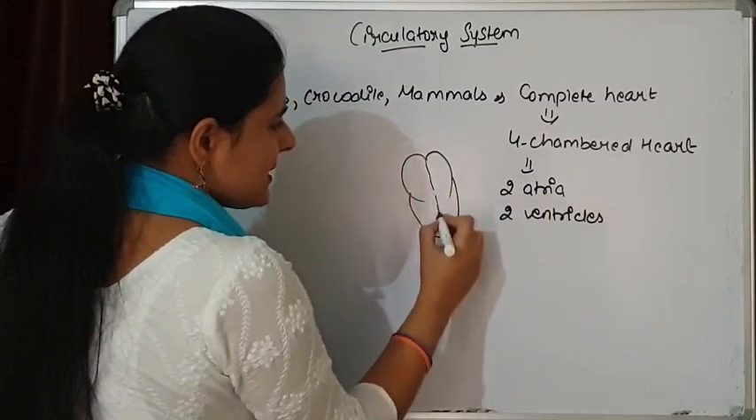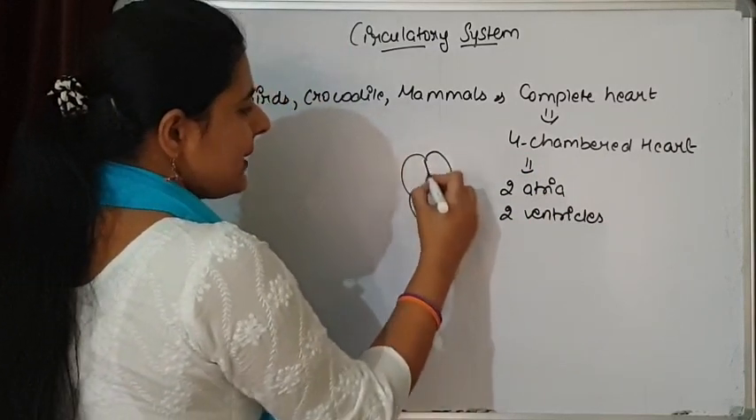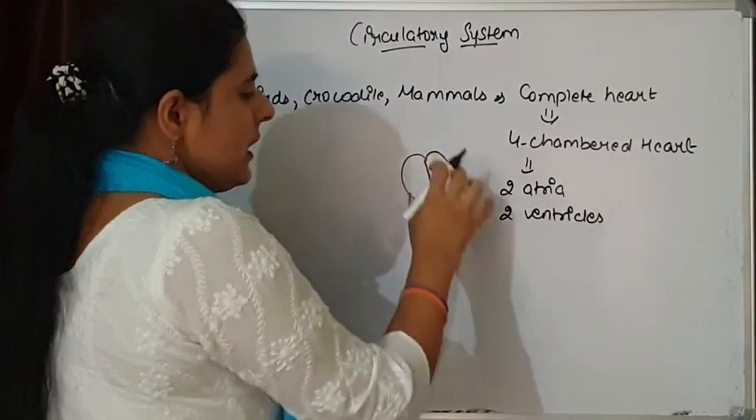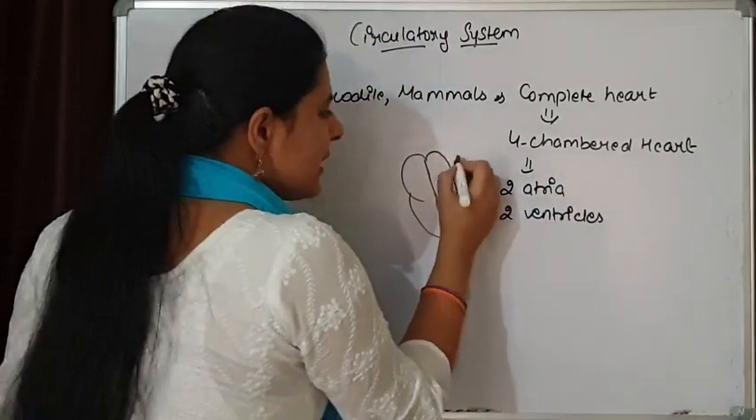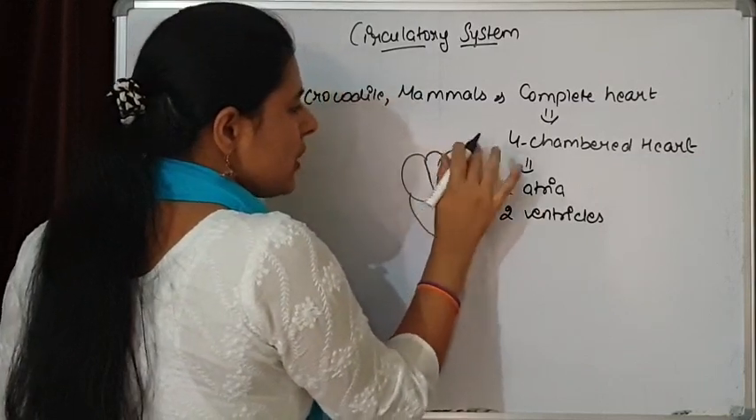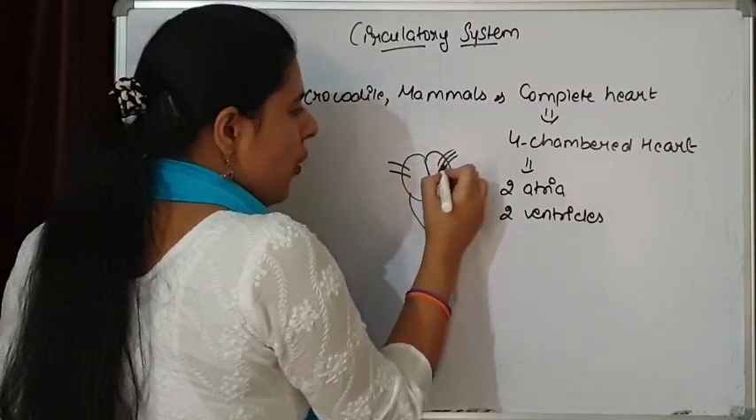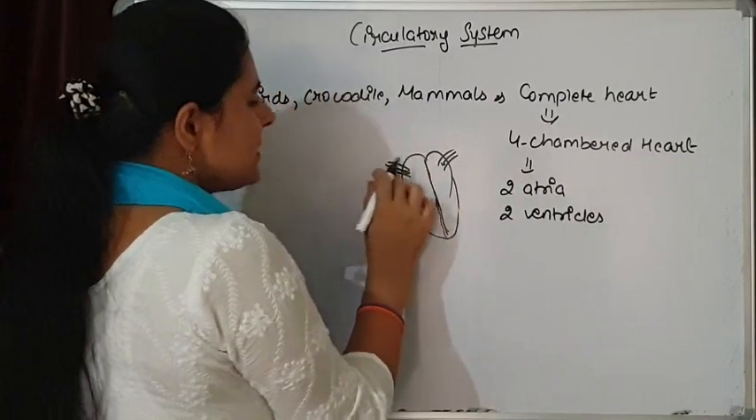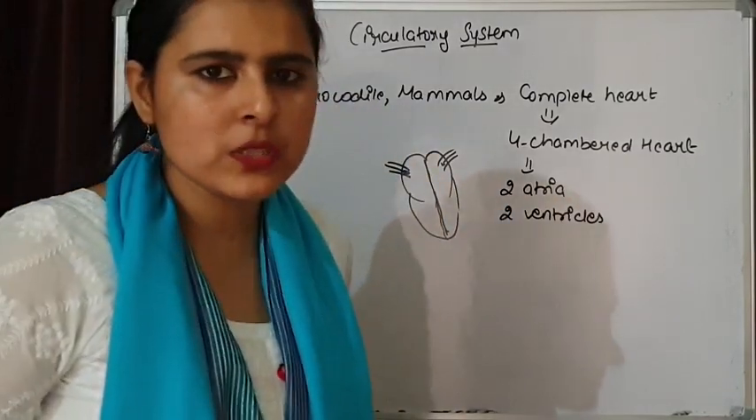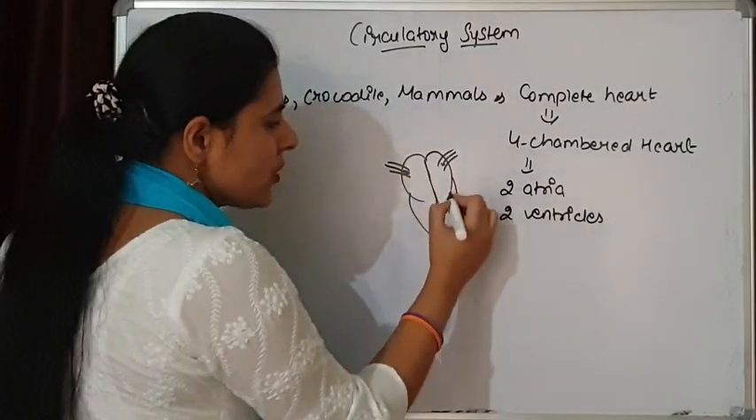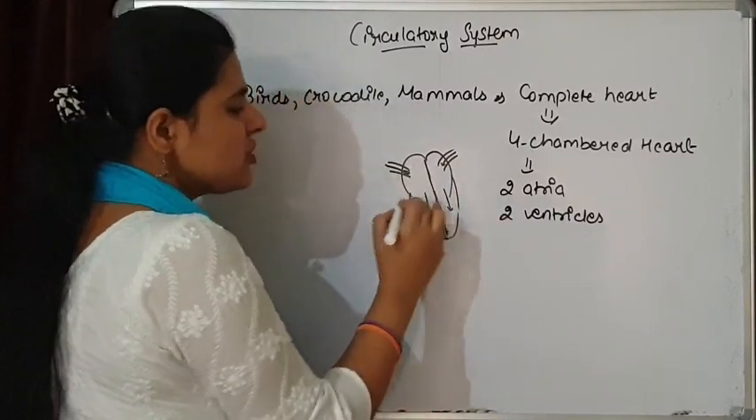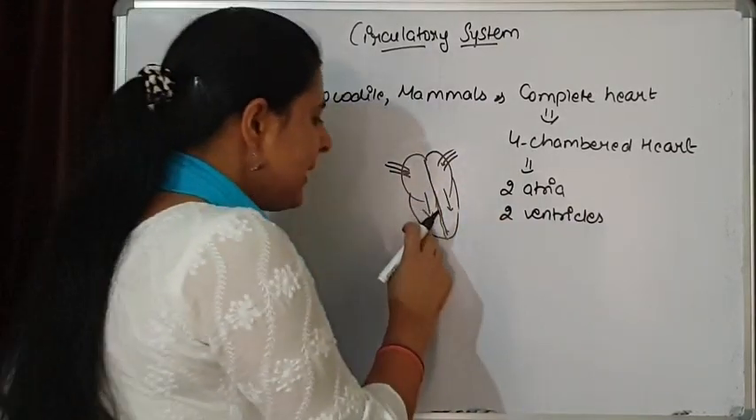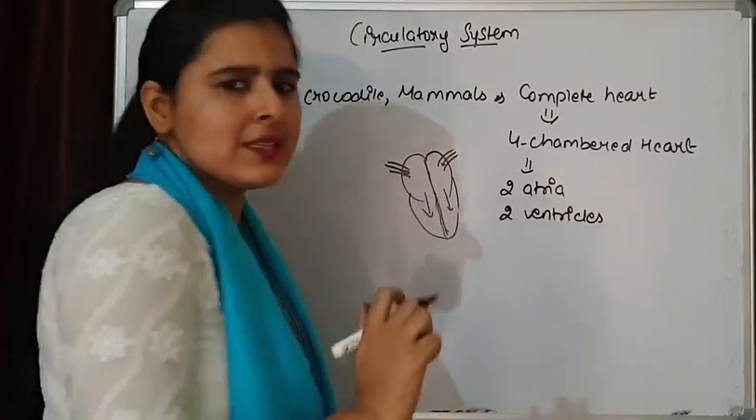This is how it is present, and there is a septa that is going to divide these into different chambers. Now this is the left side of the heart, where the atria are going to receive oxygenated blood, and the right side is going to receive deoxygenated blood. The oxygenated blood is going to enter into left ventricle and the deoxygenated blood is going to enter into right ventricle. No mixing is taking place.